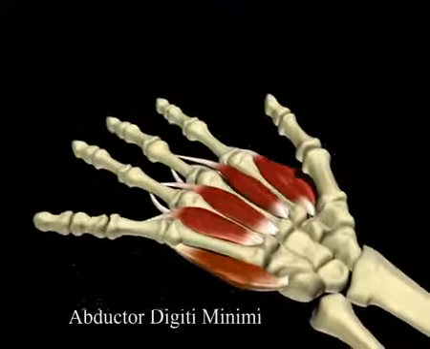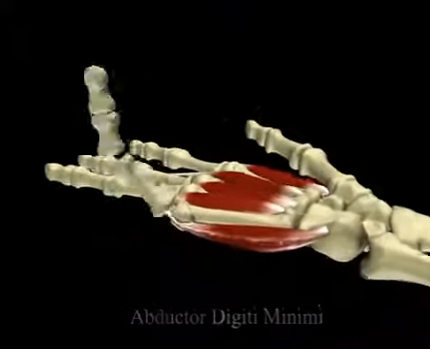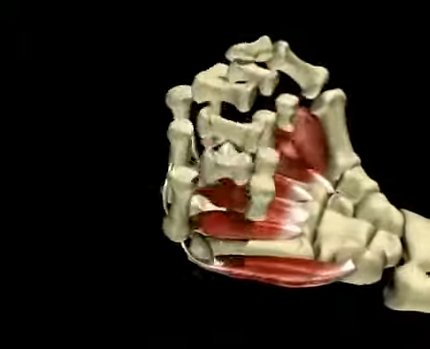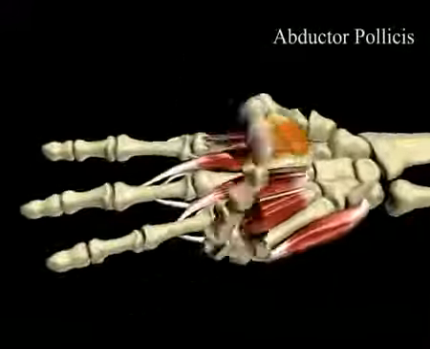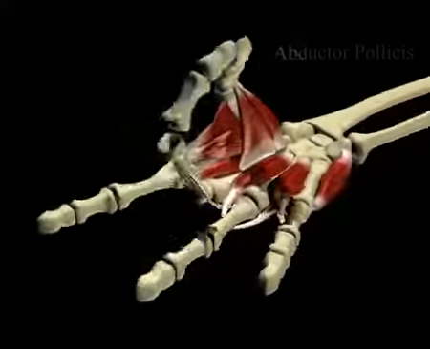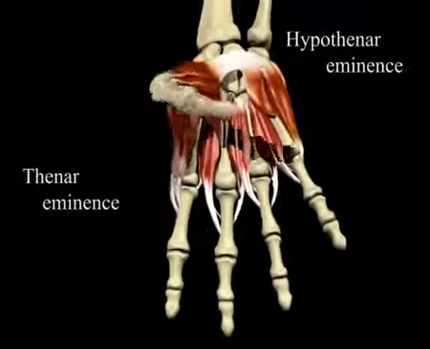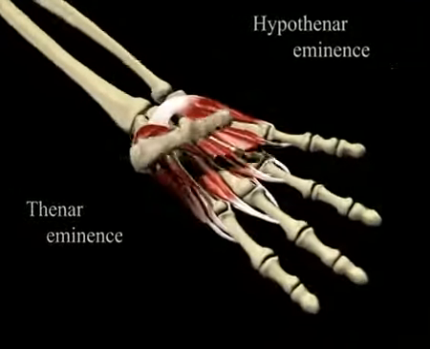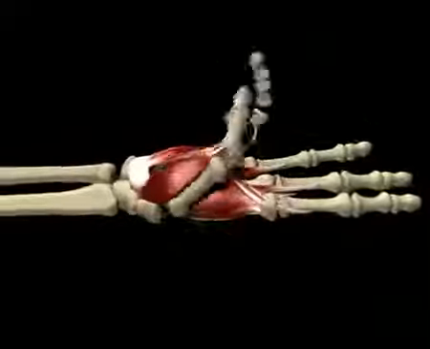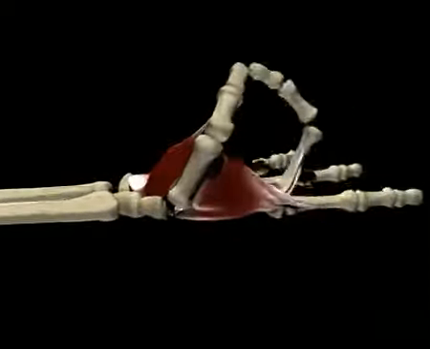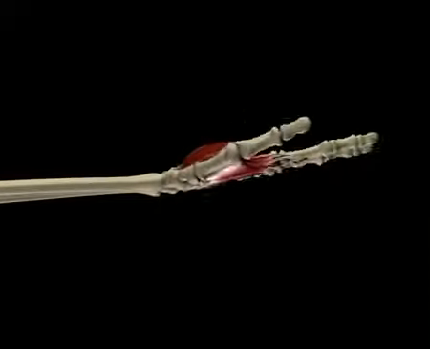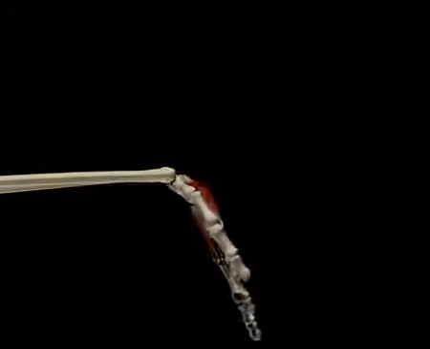The abductor digiti minimi abducts the 5th digit, i.e. the pinky finger. Comprising 2 proximal attachments, the adductor pollicis adducts the thumb towards the middle digits. The next set of muscles comprises the adductor pollicis brevis, the flexor pollicis brevis, and under that the opponens pollicis, which altogether make up the muscles of the thenar eminence. Hypothenar muscles integrate the flexor digiti minimi, the abductor digiti minimi, already shown, and the opponens digiti minimi.